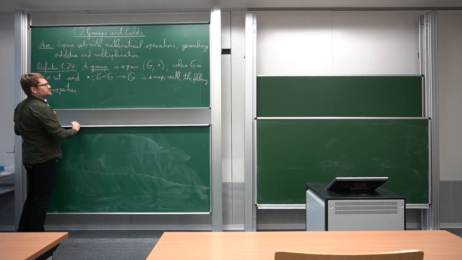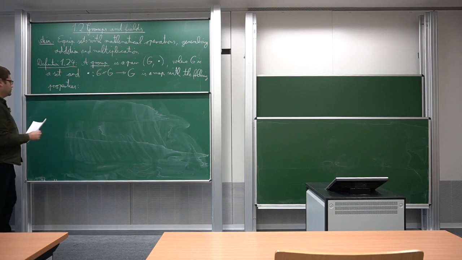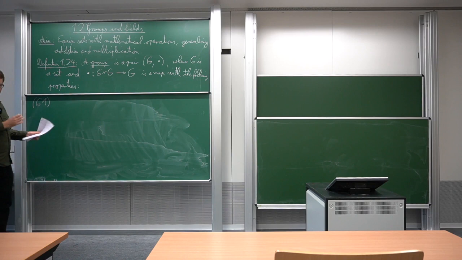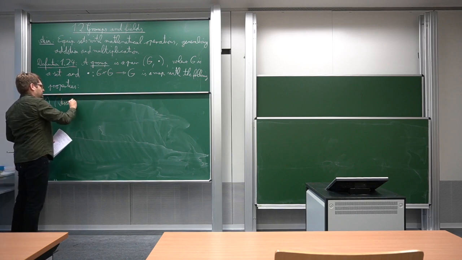Okay, maybe start with the next blackboard because there are 3 properties and I want to get them all on the same blackboard. So the first one I call G1, just to be able to refer to it later on. And this is what we call associativity.